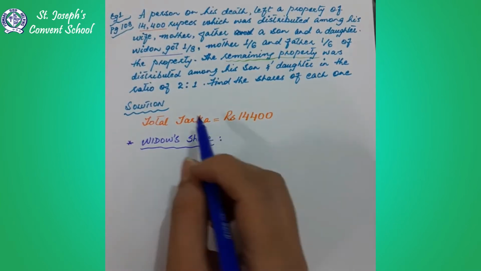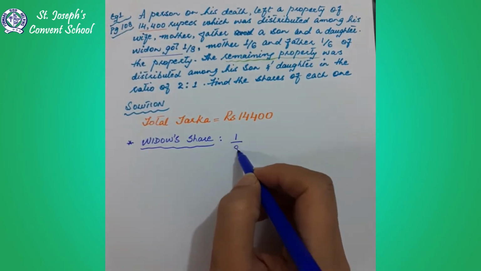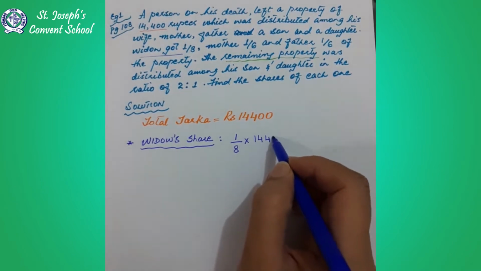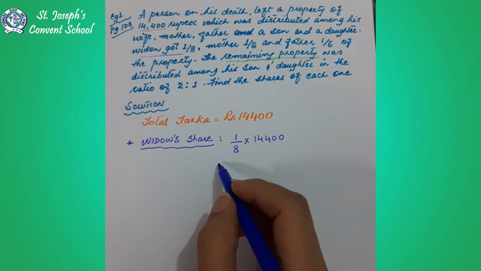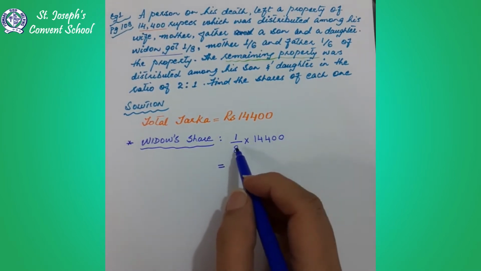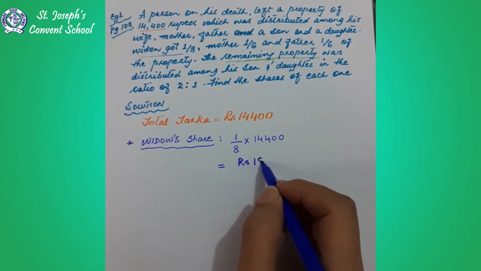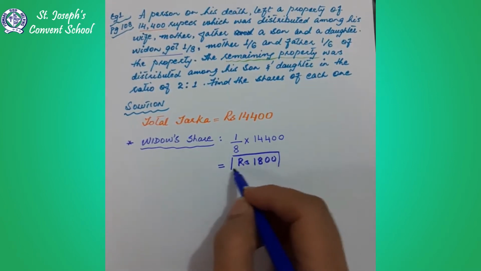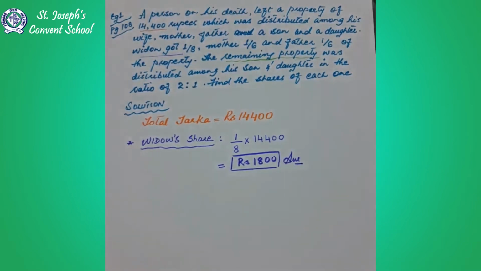Now widow's share is 1 upon 8 of the property. So 1 upon 8 multiplied by total amount 14,400. You will calculate this. So 14,400 divided by 8, you will get rupees 1,800. So this much amount will go to the widow. This is widow's share.